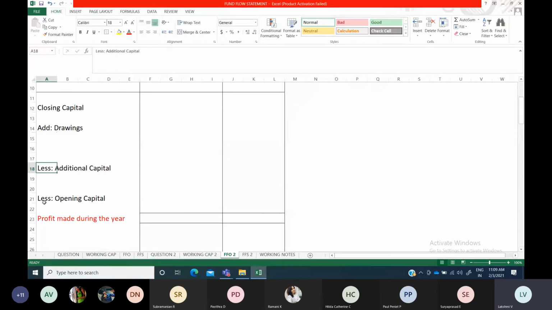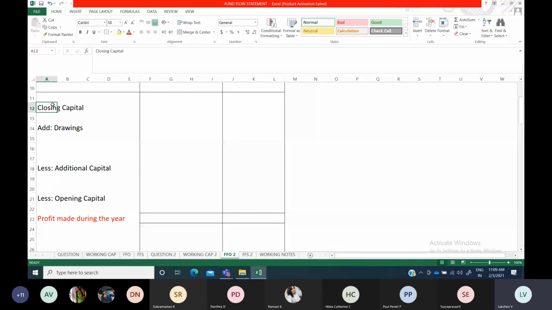So you need not get confused. Only one item you are going to add, that is your drawings. Other than that, additional capital, if you have anything in the question, you will subtract. Drawings, if anything is there, you will add. Opening capital, if it is given in the question, you will subtract. Opening capital and closing capital will obviously be in the question, no doubt in that.